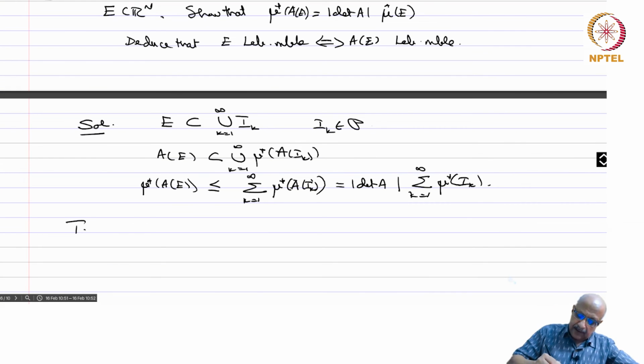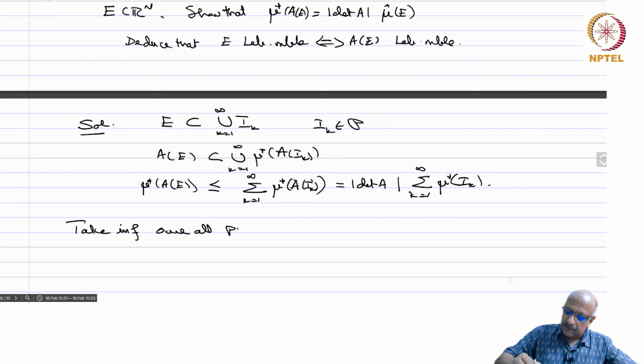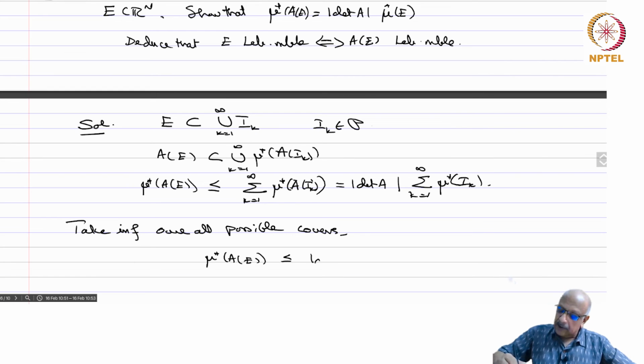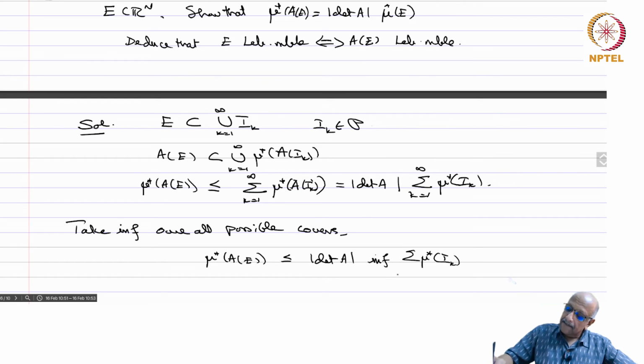So take the inf over all possible covers. So you get mu star of AE, this is still a lower bound, is less than or equal to mod determinant of A, and then inf of sigma mu star of Ik, and that is equal to mod determinant of A mu star of E.